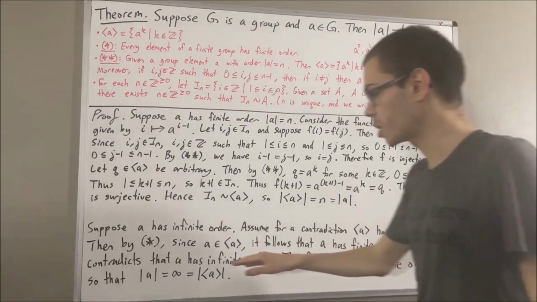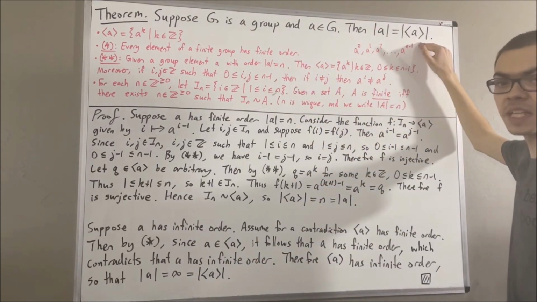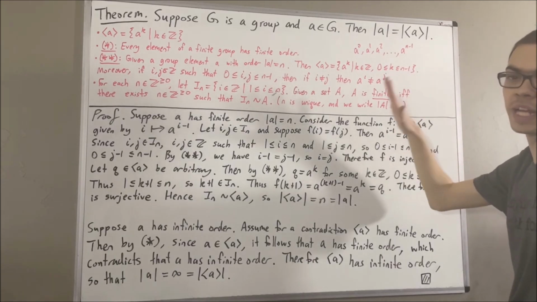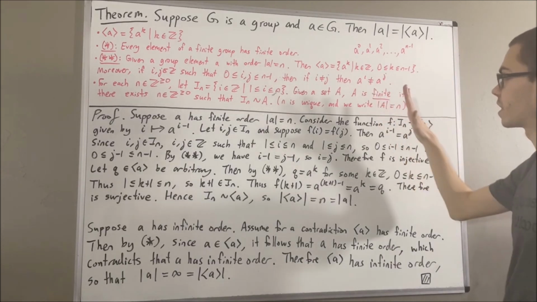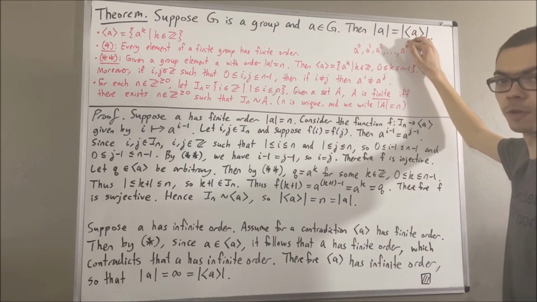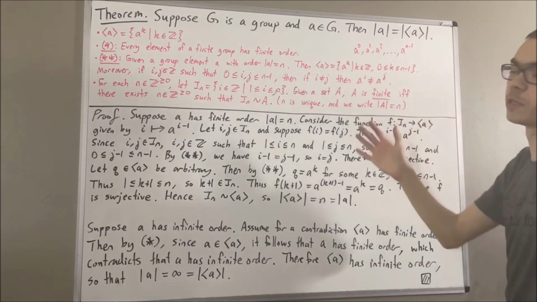Now, if you don't like the notation order equals infinity, then another way of looking at this is it's saying A has finite order if and only if the group generated by A has finite order. And in this case, the order of A and the order of the group generated by A are equal. And A has infinite order if and only if the group generated by A has infinite order.